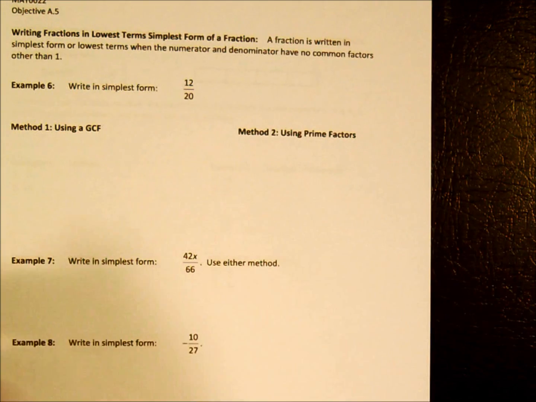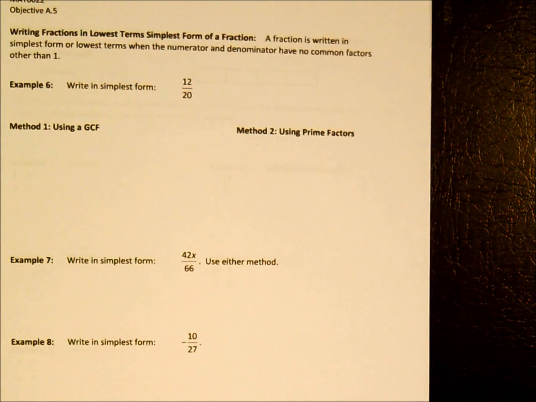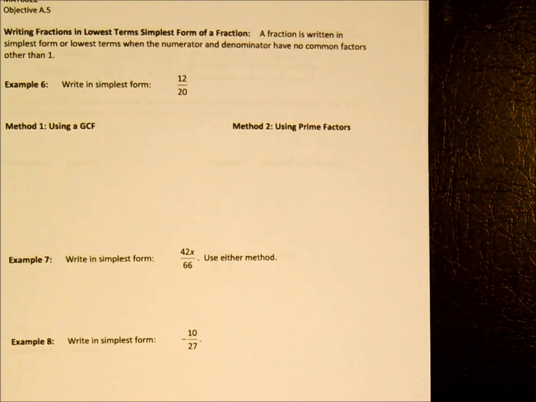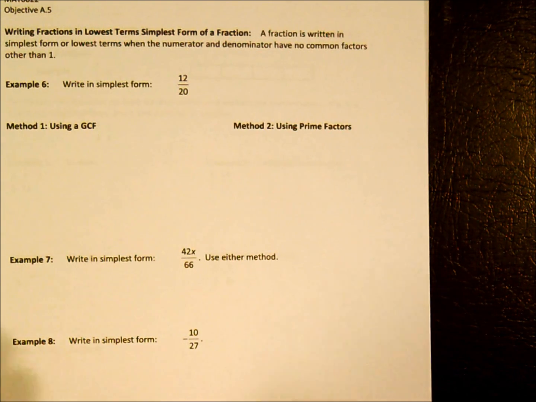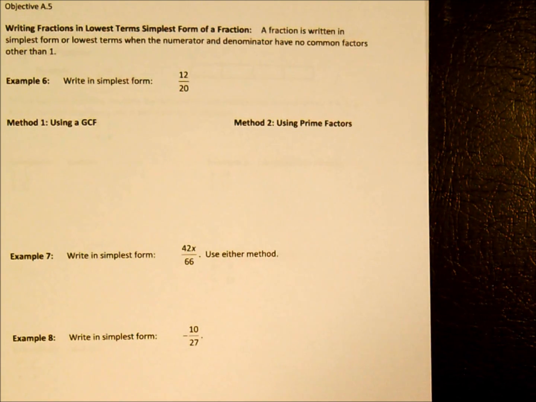All right, looking at our next page, it says writing fractions in lowest terms or simplest form of a fraction. So a fraction is in simplest form, or sometimes it's called lowest terms, when the numerator and denominator have no common factors other than 1. Nothing will go into both of them other than 1.